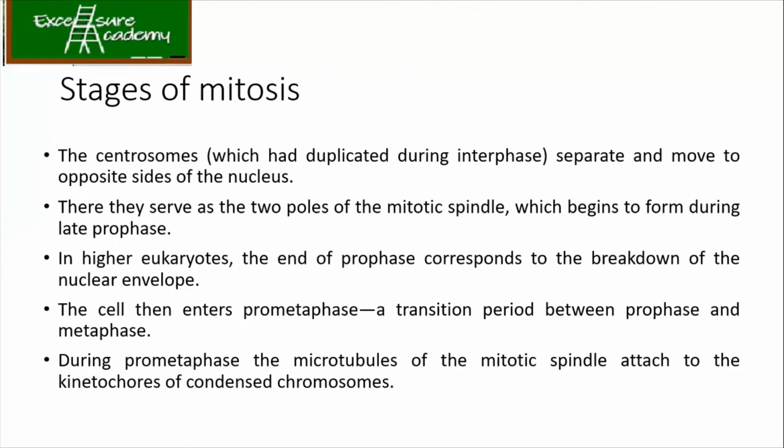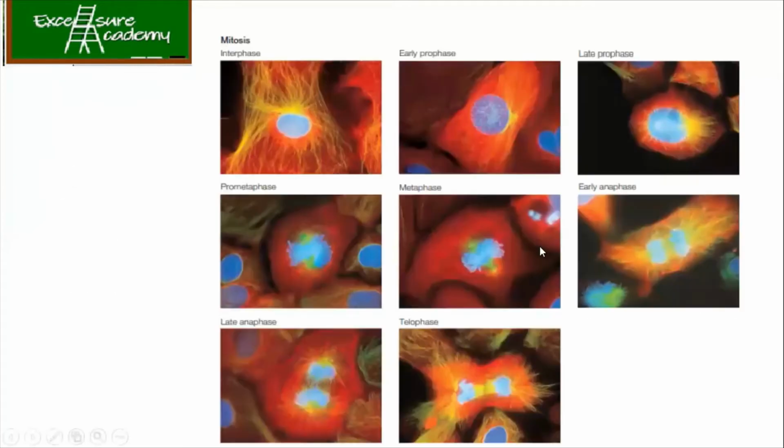late prophase. So in the case of the higher eukaryotes, the end of the prophase corresponds to the breakdown of the nuclear envelope. Then it enters prometaphase. Okay. Now in the prometaphase, the microtubules are attached to the condensed chromosomes. Now look at the figure over here.